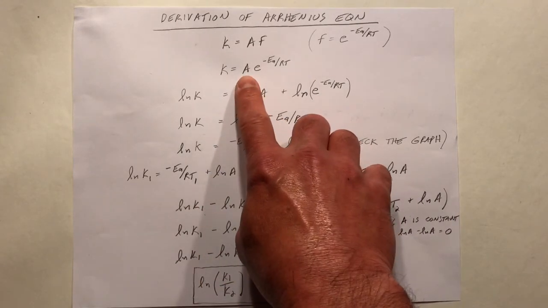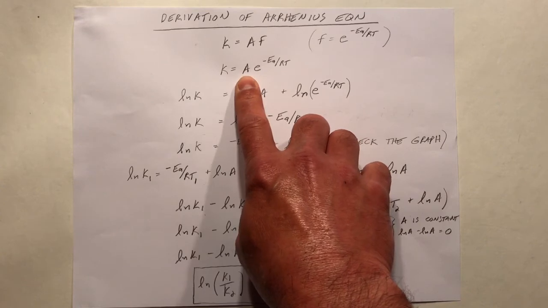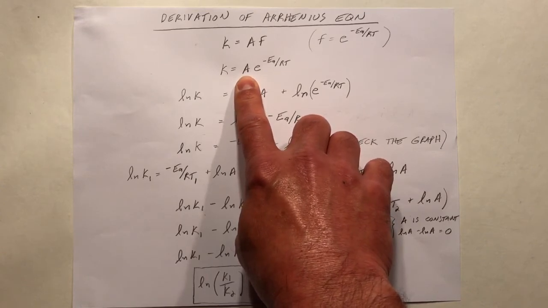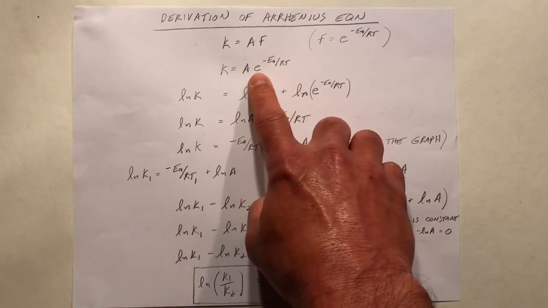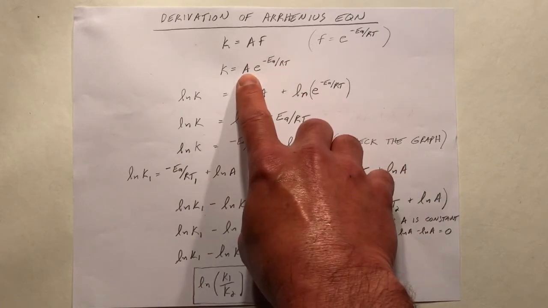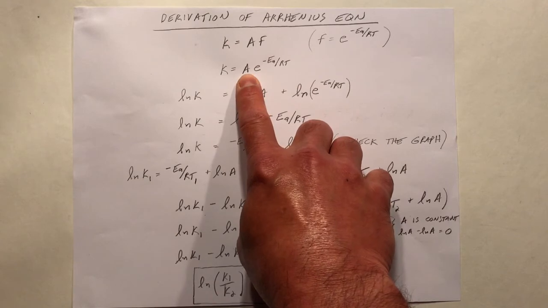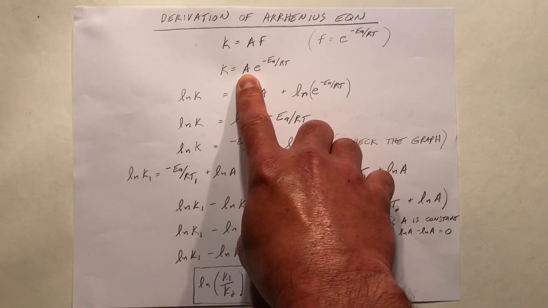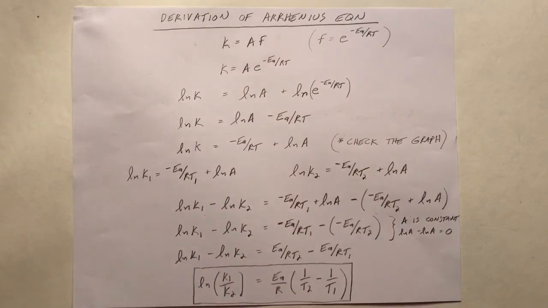Since A does depend on frequency of collisions, it is somewhat temperature dependent, but not nearly as temperature dependent as this expression, since temperature is in the exponent here. So we treat A as if it is a constant, even though technically it's not exactly constant. That's important as we go through this derivation.